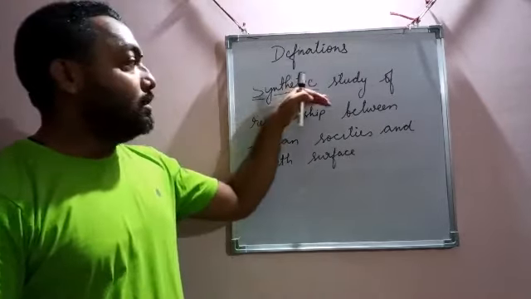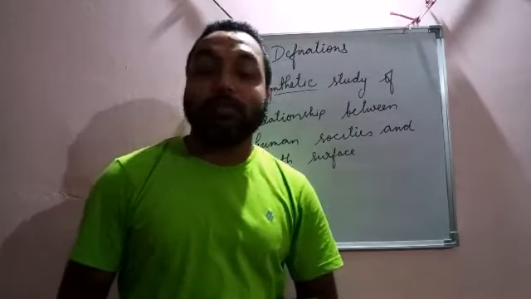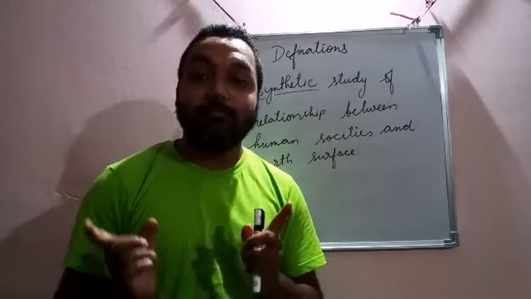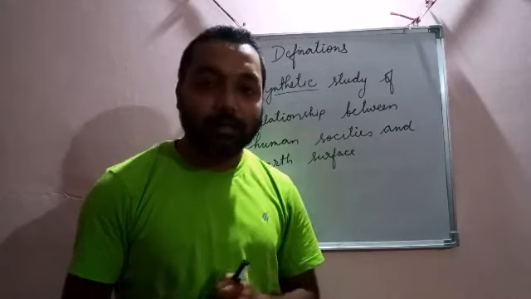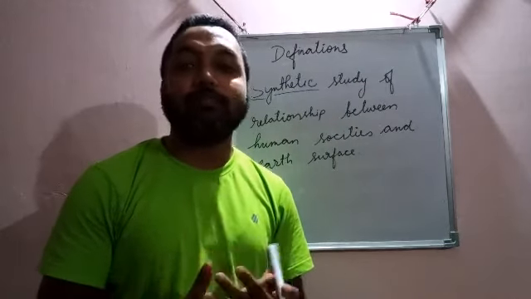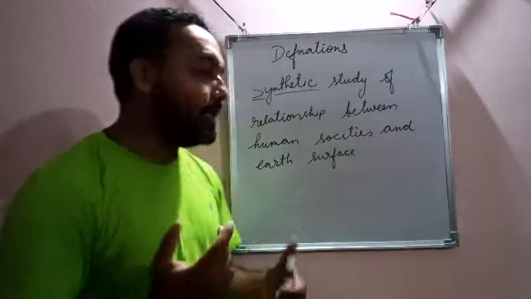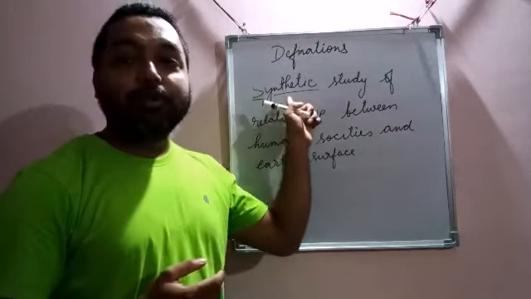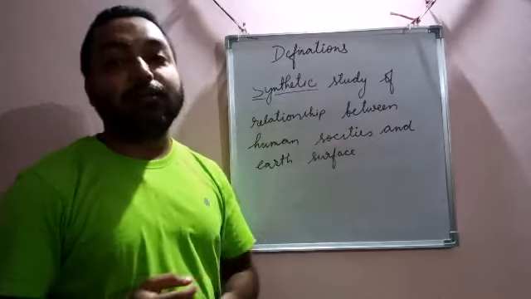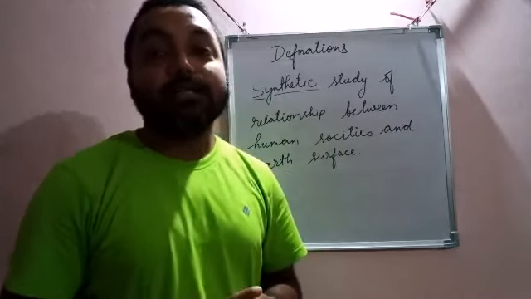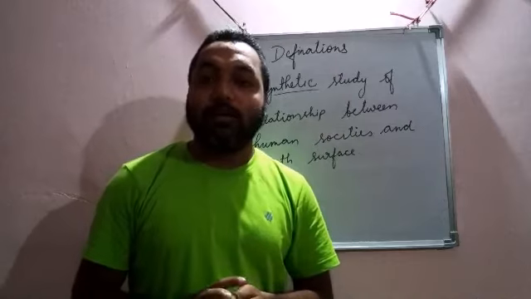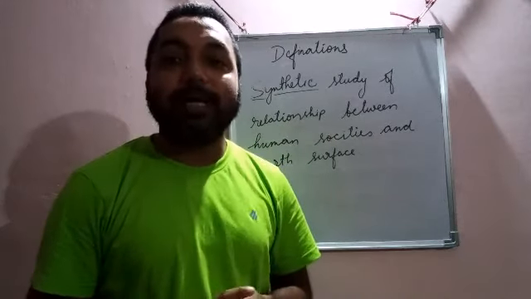So here, as we know, human geography is the study of the relationship between man and the environment, human beings and the environment. Now the relationship remains the same for very long; that we will study later. Here the most important word that is given is synthetic. Now synthetic, what does it mean? Synthetic means artificial, which is made by man.